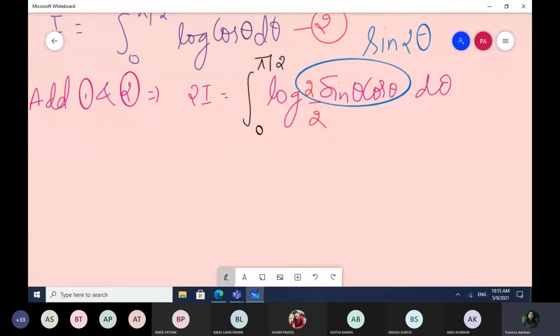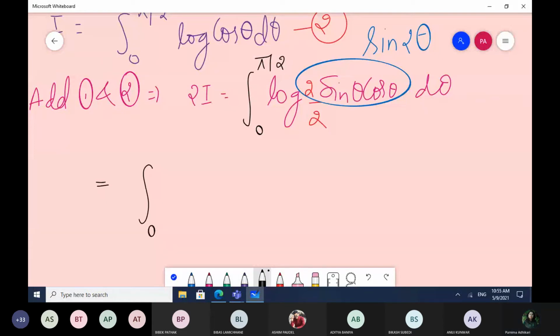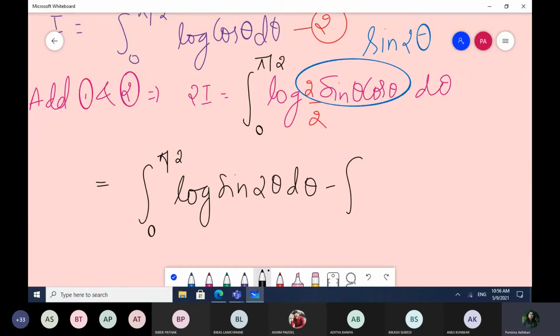Okay, so you can split this integral into two parts now, and you can write it this way: integral from 0 to pi by 2 of log sin 2 theta d theta, minus, applying the property of log, your denominator 2, you will get minus log 2, integral from 0 to pi by 2 of log 2 d theta. Okay, clear to everyone?